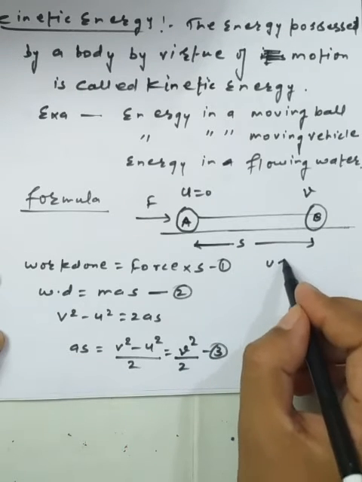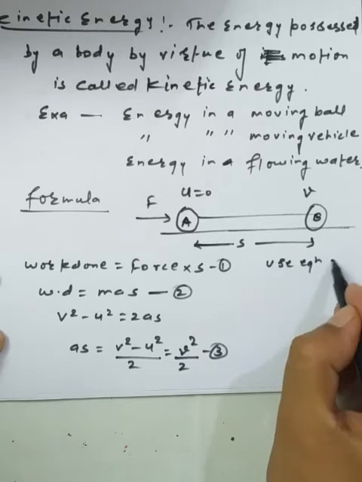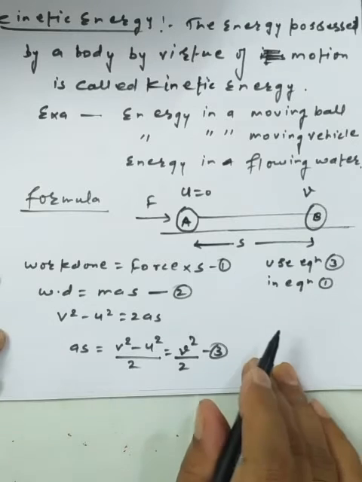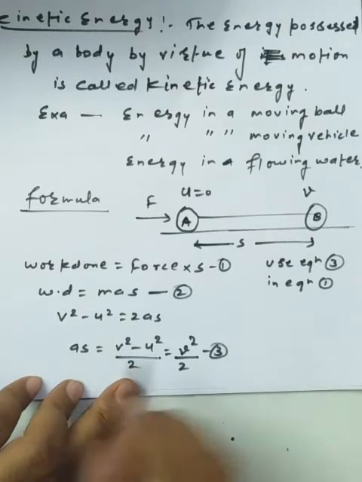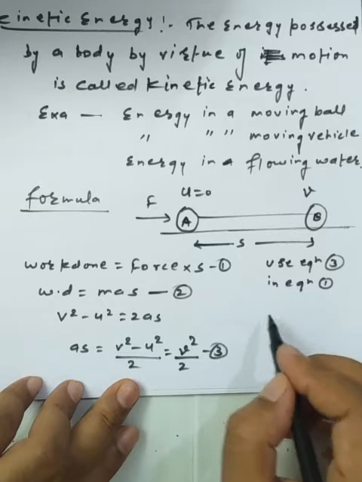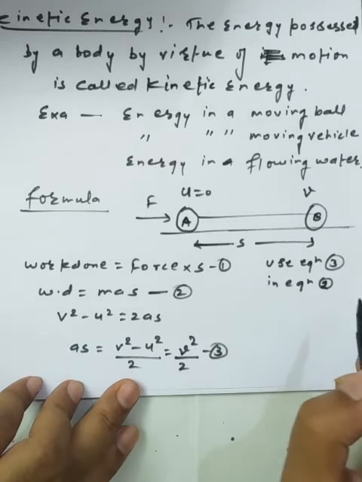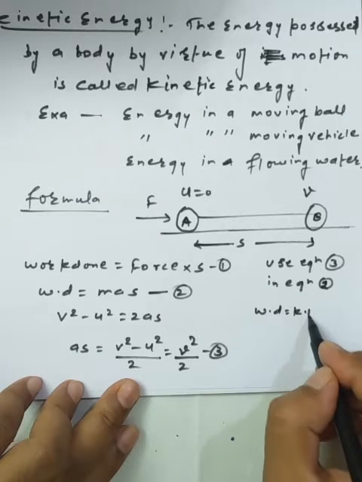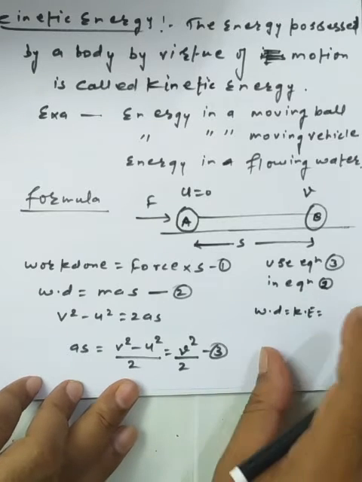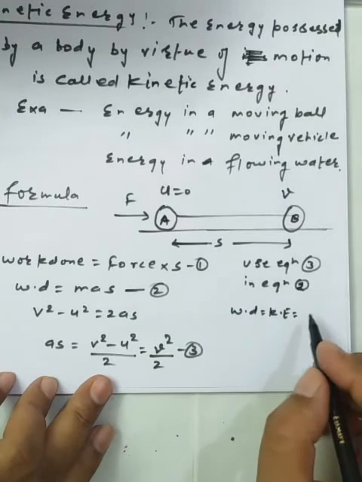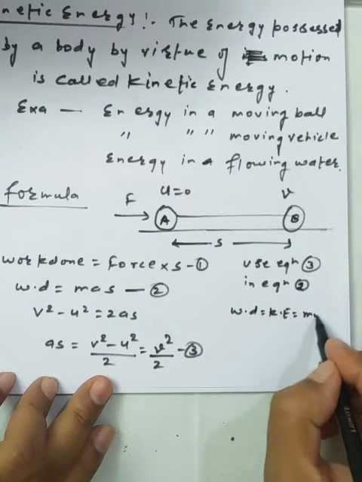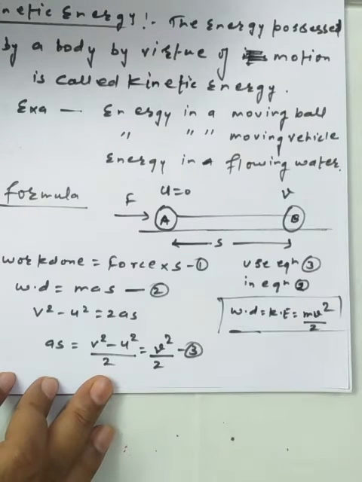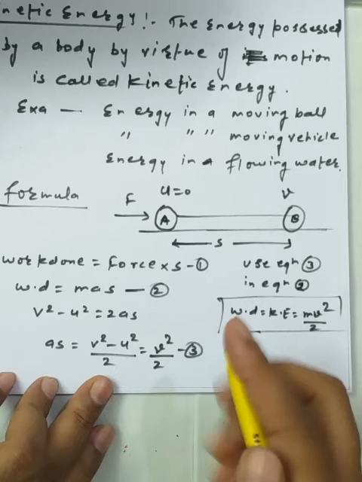Now we use equation number 3 in equation number 1. So what we are getting is equation number 2. So work done can be stated in the form of kinetic energy, because we are writing it in the sense of kinetic energy. So easily we can write m at the place of the as, and we are getting half mv square. So this is the general formula we have, the general formula of the kinetic energy.